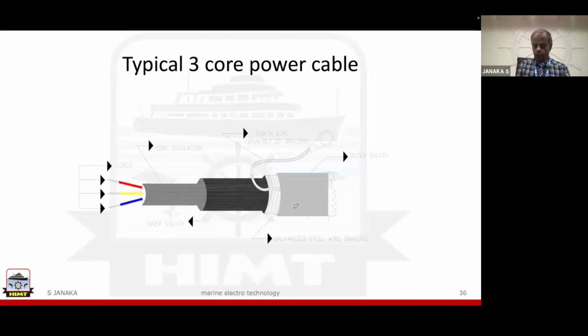Same if you see a 3-core cable on board the ship, preferably a 3-core cable, we use it for the 3-phase. Three cores are there, colors shown here R, Y, B. I can use it for the 3-phase connection. And we have the insulation and the covering. Remember, when the current is flowing through the individual phases, there will be a magnetic field here. This magnetic field is going to create static charges that will be stored in the insulating material in a larger way.